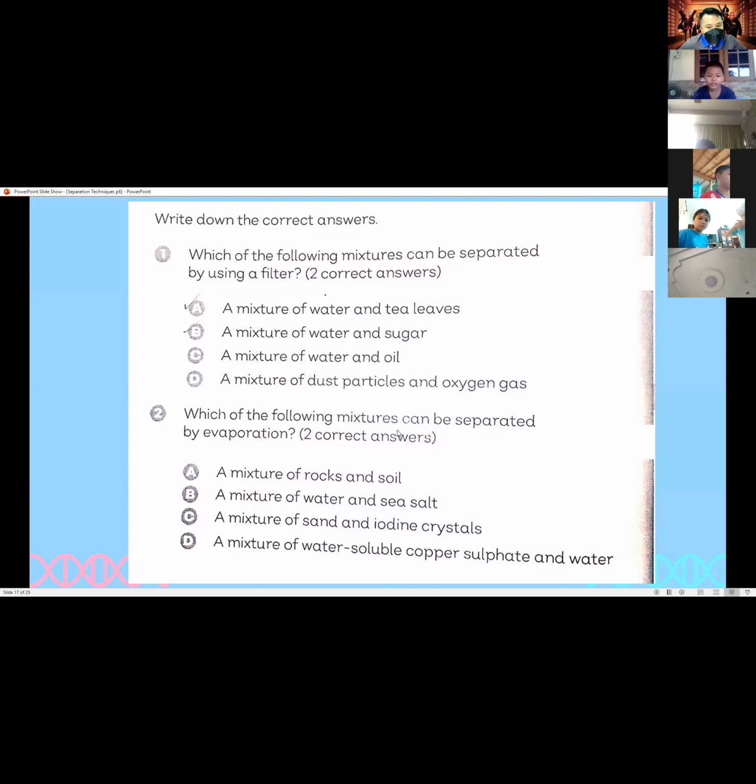Which of the following mixtures can be separated by evaporation? Mixture of rocks and soil, mixture of water and sea salt, mixture of sand and iodine crystals, mixture of water-soluble copper sulfate and water. What's the answer? A mixture of water and sea salt. Okay. And a mixture of sand with iodine crystals.